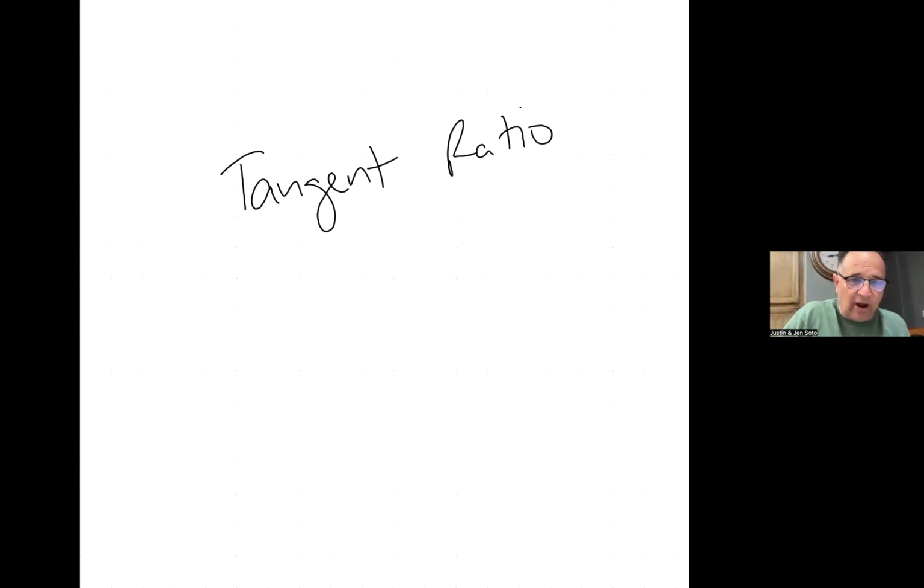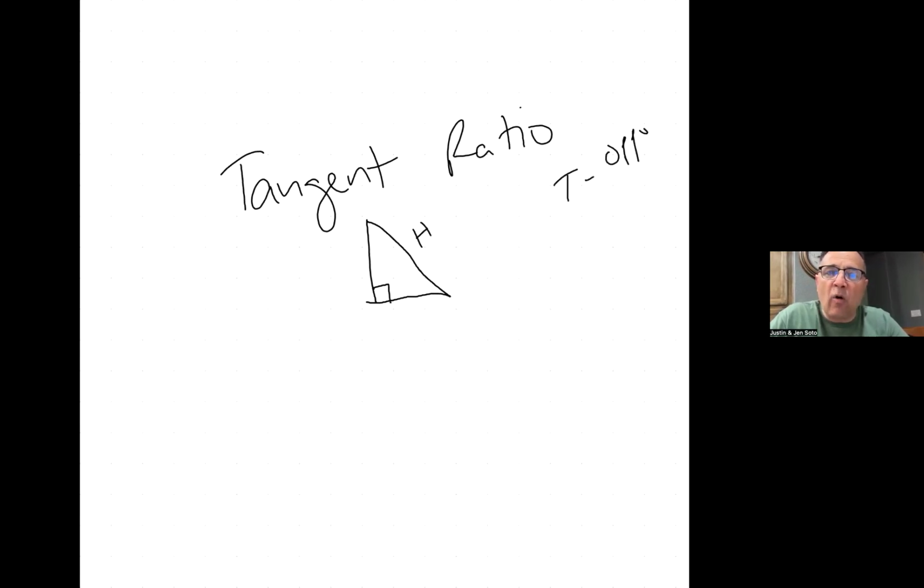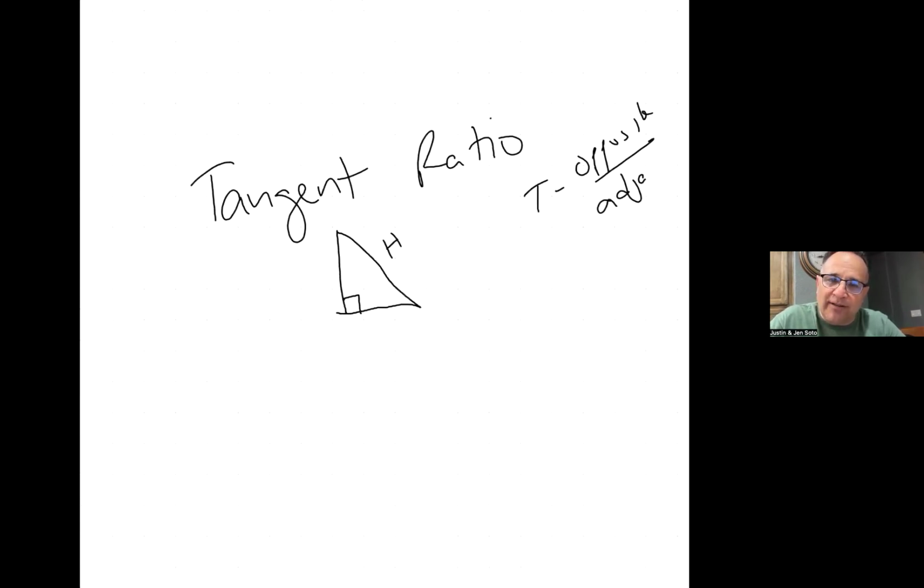So let's go ahead and take a right triangle here. We're going to call the hypotenuse always the hypotenuse. Now, tangent is opposite over adjacent. I'll tell you what all those words mean in a second, but that's the ratio for tangent. The sines and the cosines will be different ratios, but this is the tangent ratio that we're talking about today.